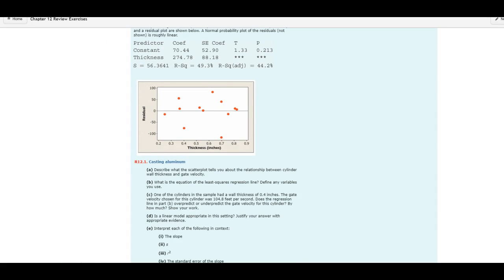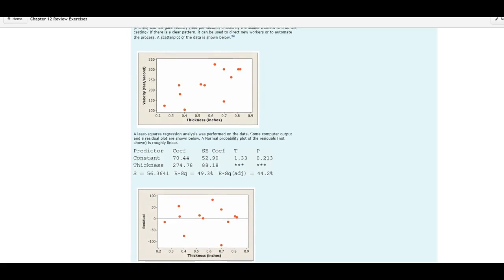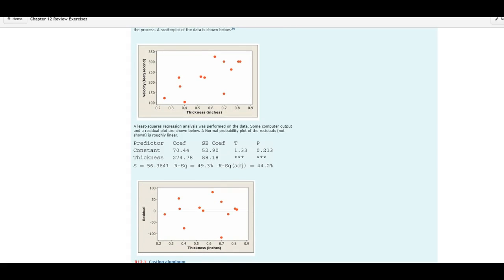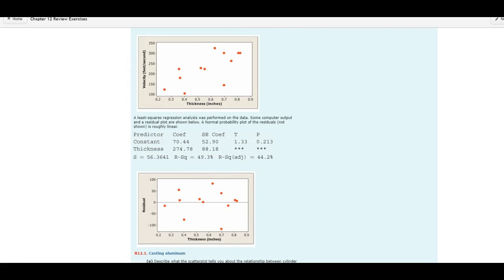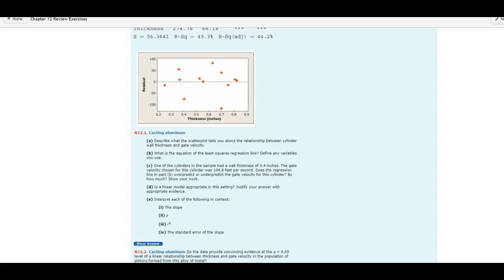The slope. So what does the slope of the least squares line tell me in context here? On average, for each increase in thickness of an inch, and watch this with slope, the predicted velocity is increasing by 274.78. You don't want to just say a general slope definition like, as thickness increases by an inch, velocity increases by 274.78. It's subtle, but you want to say predicted velocity increases by 274.78. Okay, it's the slope of the least squares line, so it's not like the actual velocity changes by that much every time.